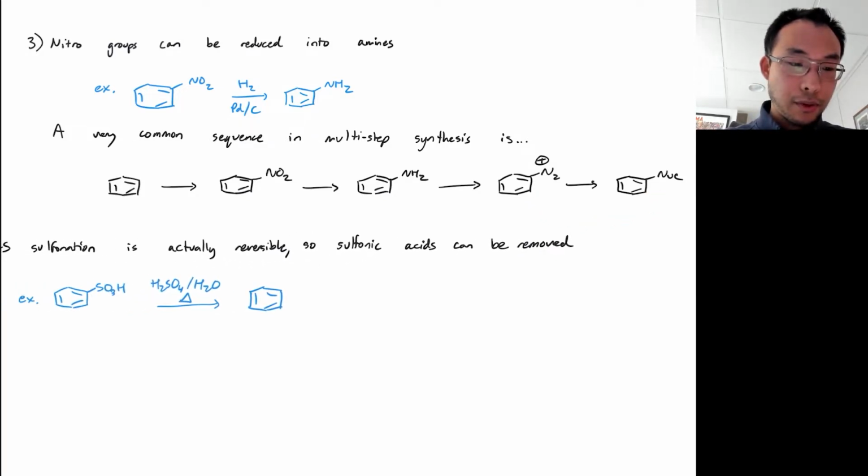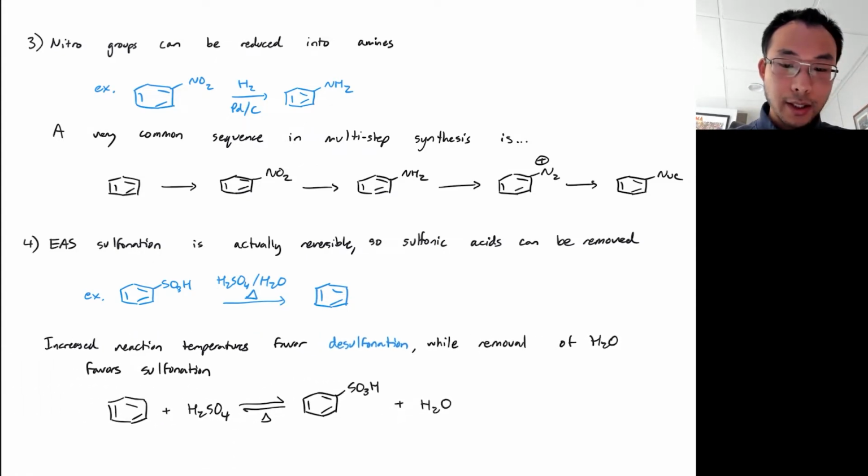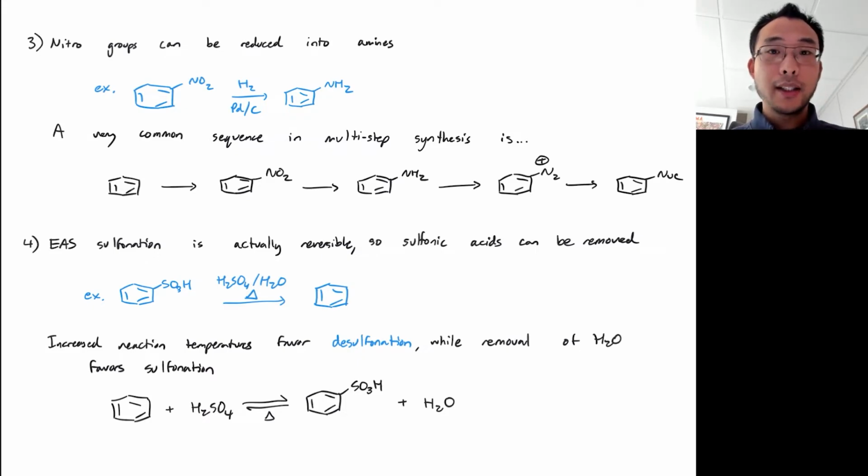A fourth important reaction is actually one that we have talked about already, but it's something that we didn't detail, which is that EAS sulfonation is a reversible process. And so, for example, if I take benzene sulfonic acid and I heat it in the presence of sulfuric acid and water, I'll actually get benzene back out as a product. So, of course, not all EAS reactions appear to be reversible, so sulfonation is a little bit unique there. We're not going to worry about why that is, but just acknowledge that it does do that.